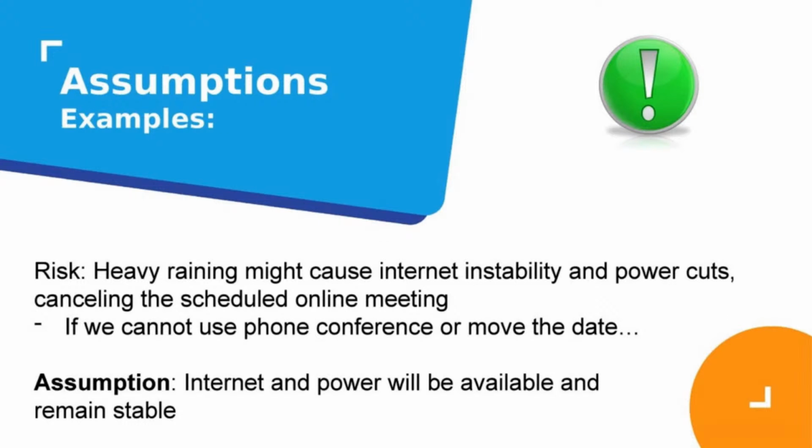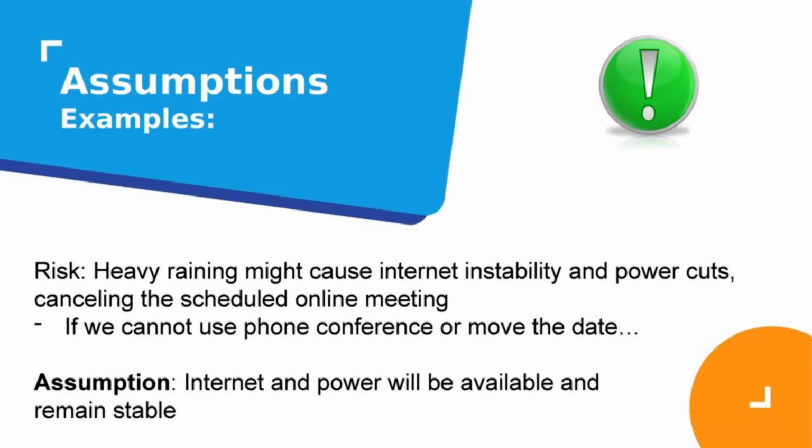Let's get that example that we saw on risk. Heavy rain might cause internet instability and power cuts, canceling the scheduled online meeting. If we cannot use the phone, if we cannot move the date, we might set up an assumption that says internet and power will be available and remain stable. In the event that that assumption does not hold, then that activity will be canceled.